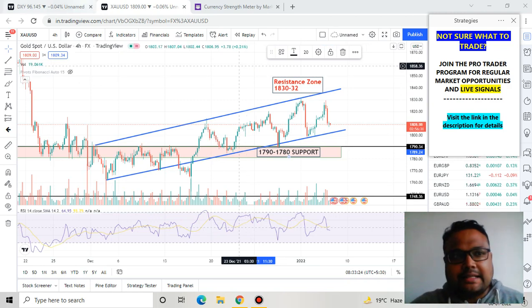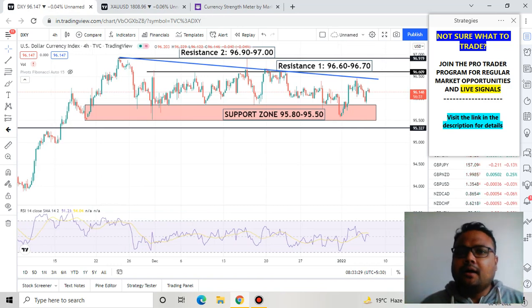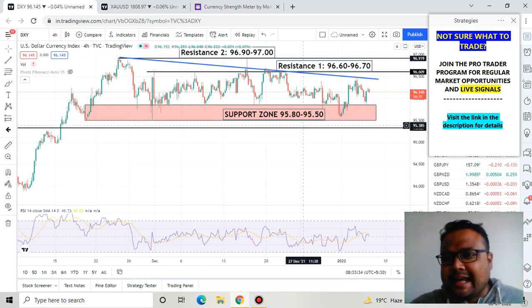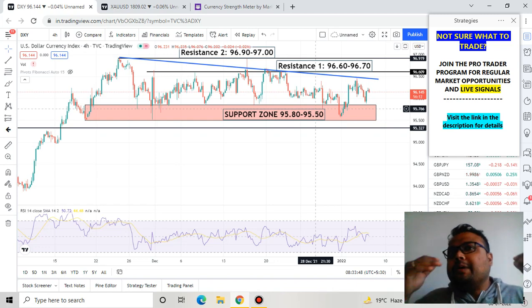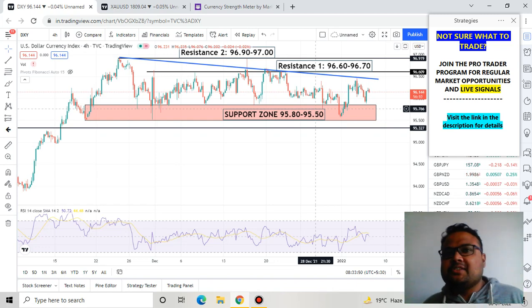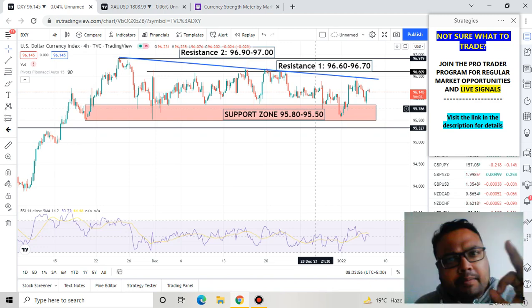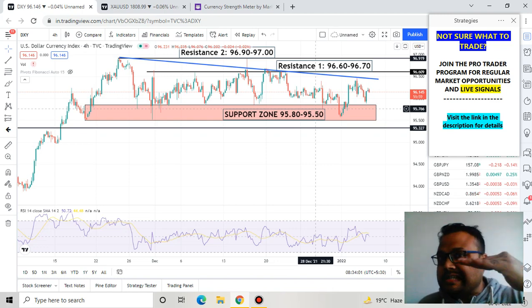First of all, let's discuss DXY. Yes, DXY is still in a typical sideways market. Right now it's trading at 96.14. And as you can see, just like yesterday, DXY is in the middle. Middle means it can go up also, it can go down also. So there is no logic behind predicting that DXY will be going up or down. We do not have any proper support here.